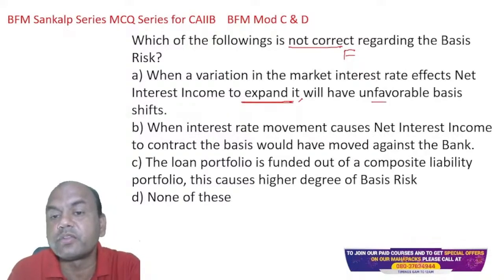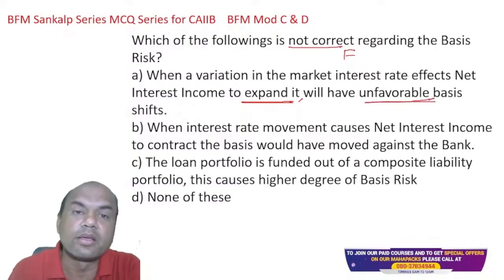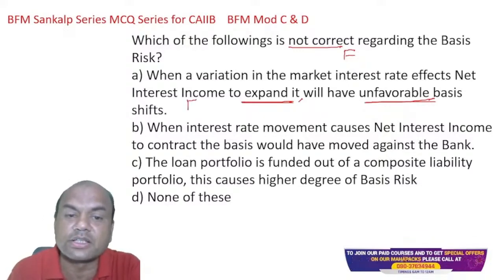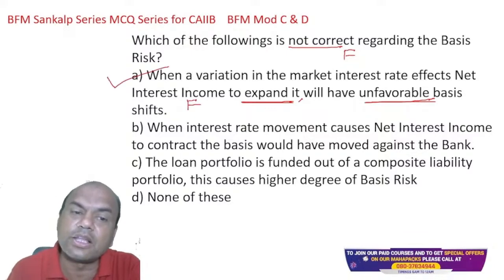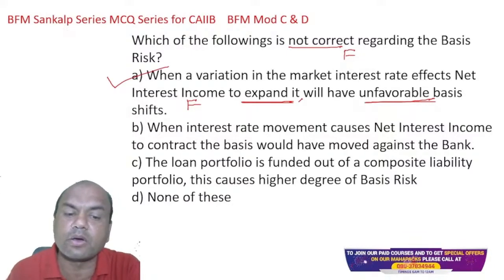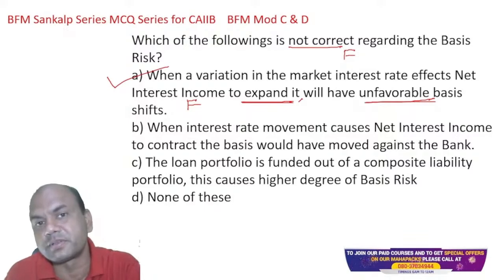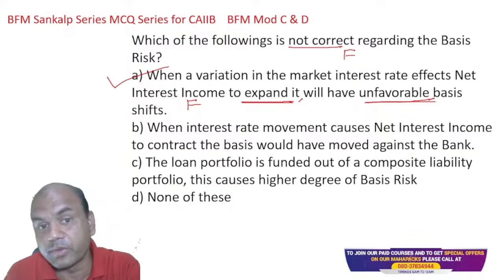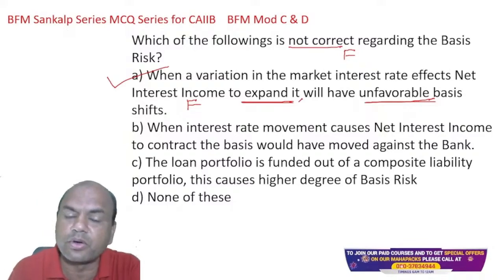So it will have unfavorable. Expanded means what? My net interest income is increased. So if it is increased, then is it unfavorable for me? So that is false, obviously, isn't it? So this is gone. So A is the only answer. Don't even look at B and C because all of these is not the option. But today we'll do it. In exam, don't do it. Exam, just move on.